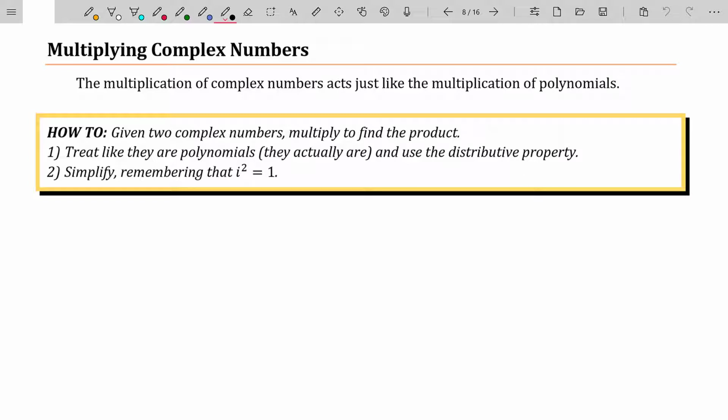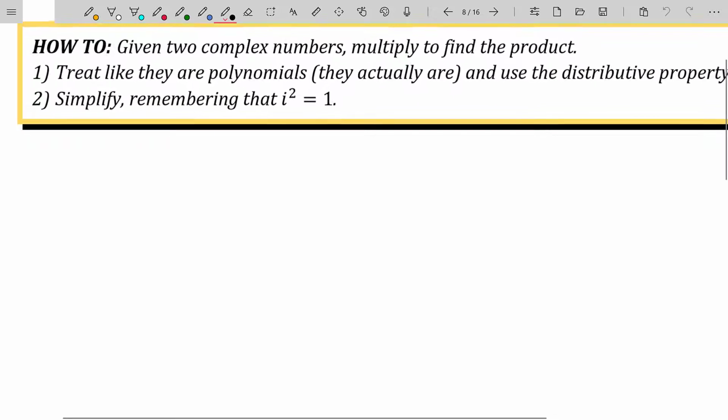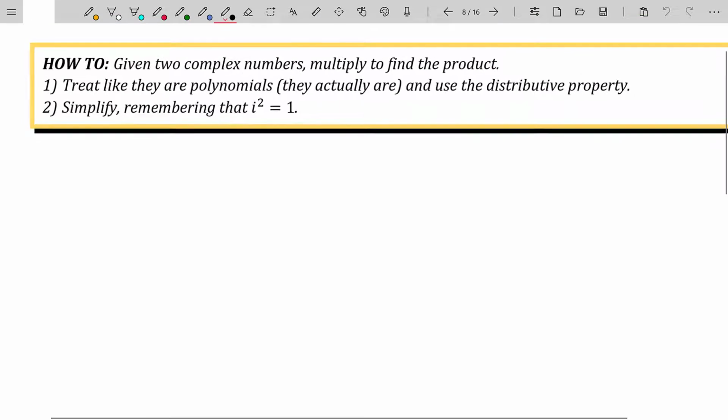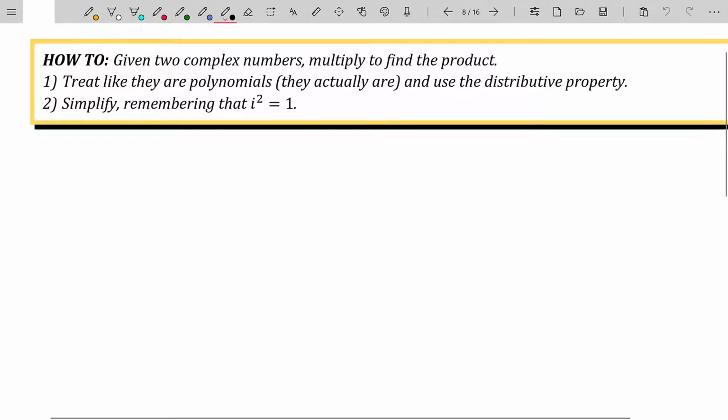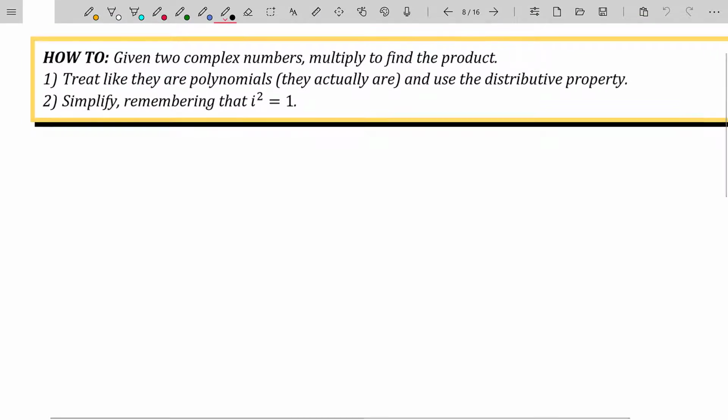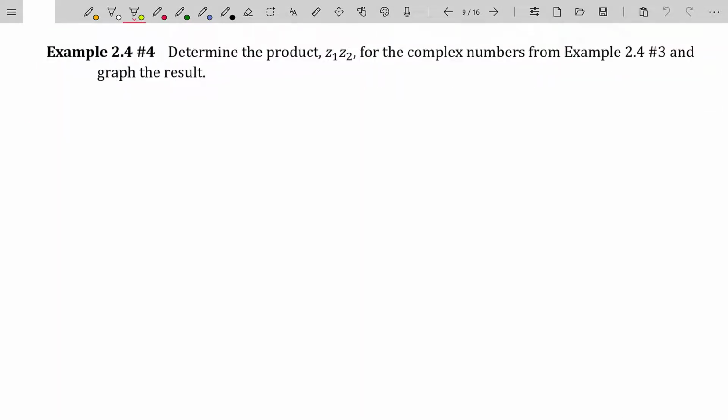But multiplying complex numbers works just like it would if they were polynomials. So here's the process, how to multiply complex numbers. Treat them like they're polynomials, because they actually are, and use the distributive property. Always remember that i squared is equal to -1. That's going to be critical for the mathematics. So let's determine the product of z1 and z2 for the complex numbers in our previous video, and then we'll graph the result as well.